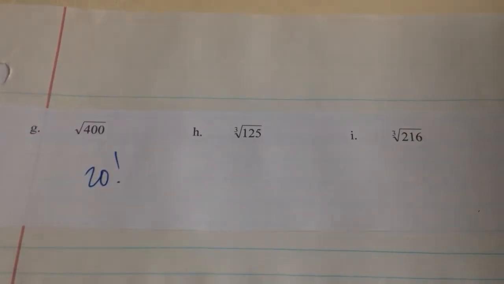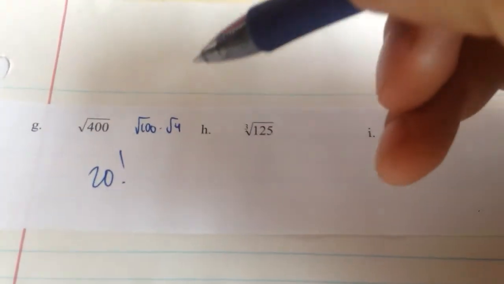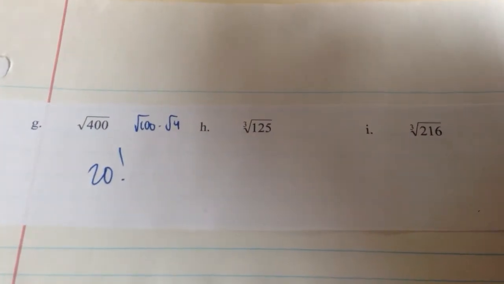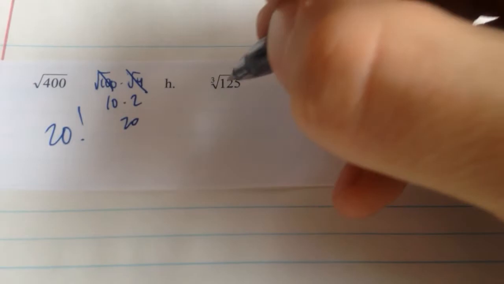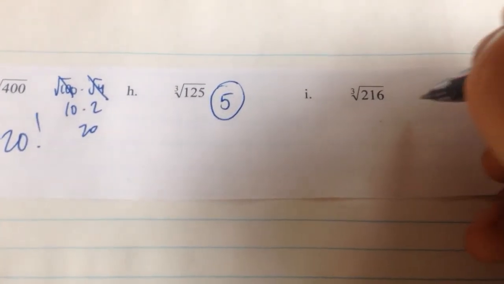For this last row on your test, all of these were perfect squares or perfect cubes. The square root of 400, I put in my calculator, it's 20. Okay, we don't need to do square root of 100 times square root of 4 because this is a perfect square. We only do this two factor stuff when it's not a perfect square. But it's interesting how this works. Square root of 100 is 10 and square root of 4 is 2. Get the same answer. The cube root of 125 is 5 and the cube root of 216 is 6.